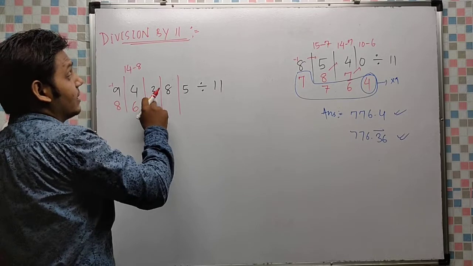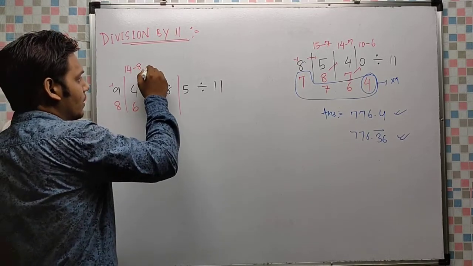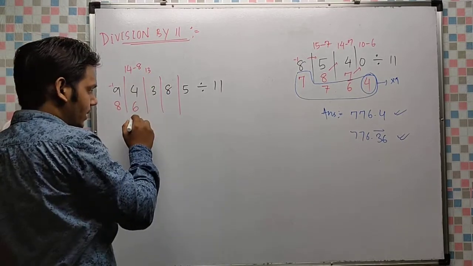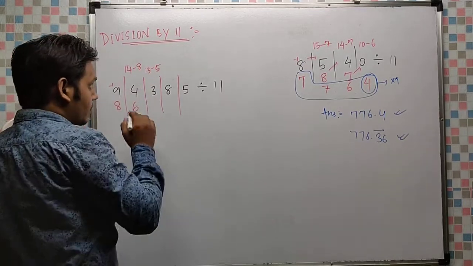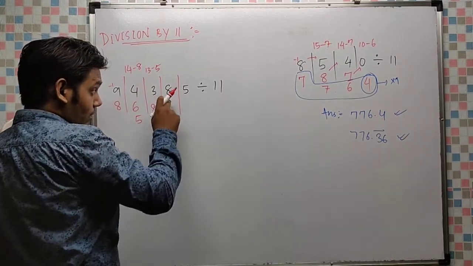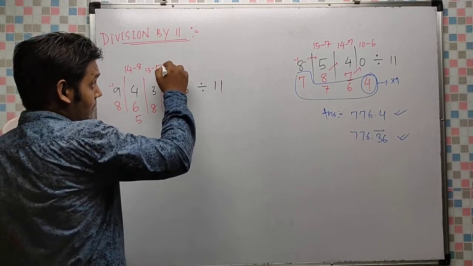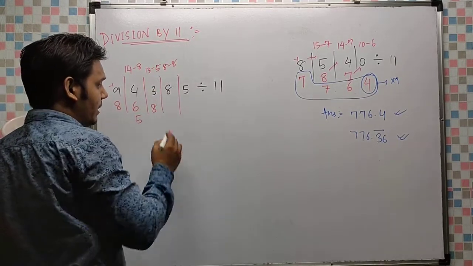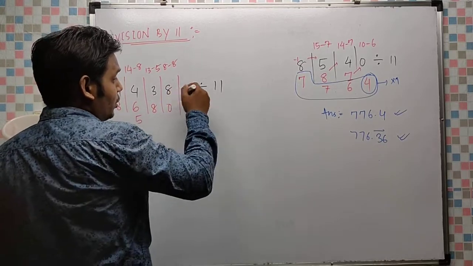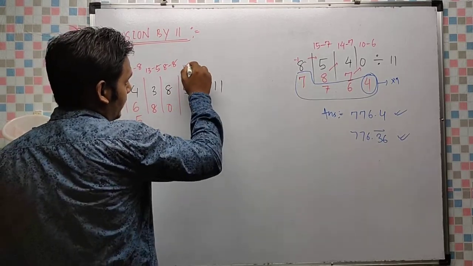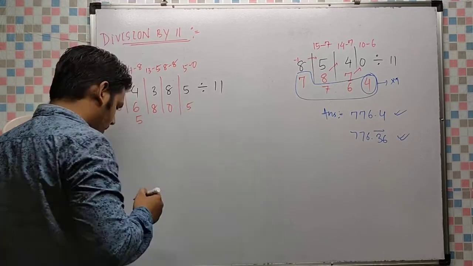Now this 6 is greater than 3. Again we have to give 1, 3 will turn to 13 and 6 reduced to 5. And because we have given 1 here, 13 minus 5, 8. Now you can see 8, 8 same number, so subtraction is possible. 8 minus 8, 0. Now 0 is less than 5, so 5 minus 0 is also possible, so here 5.